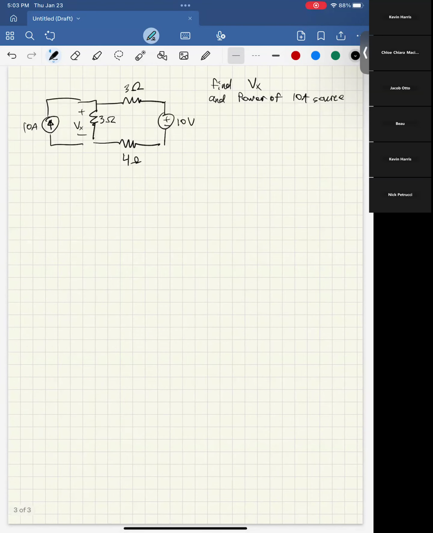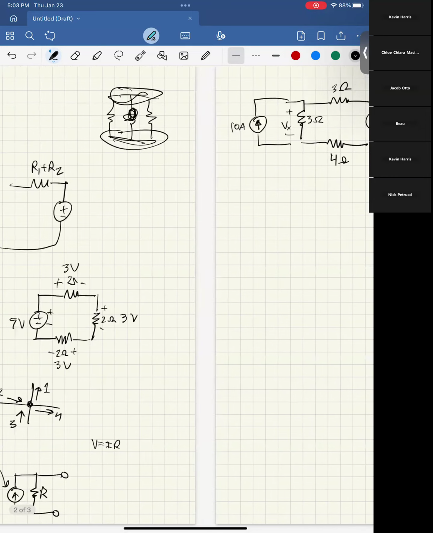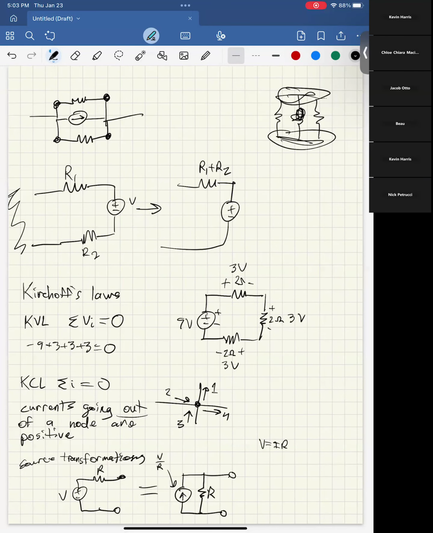Okay. I have a quick question. Just in the textbook for KCL, they say that it's positive if it's entering. So are we just supposed to go against the textbook? Are you sure? The very first bullet point says the sum of all currents entering a node equals 0.